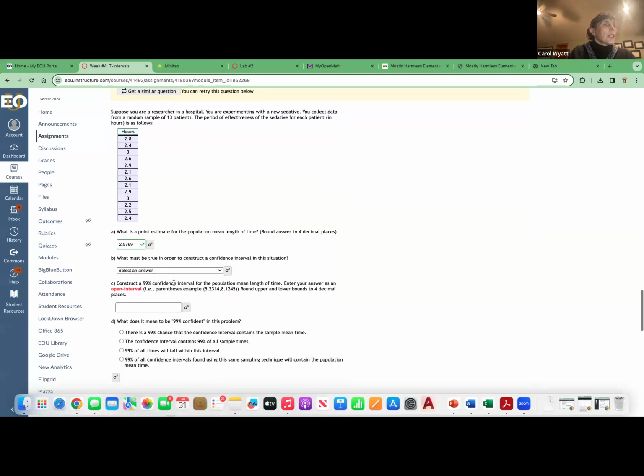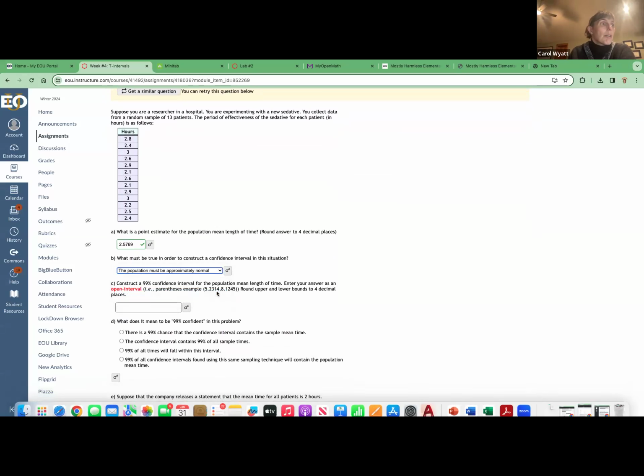What must be true in order to construct a confidence interval in this situation? It must be approximately normal. We have to assume that the population is approximately normal. Otherwise it's not going to work out very well, because our sample size is small, right? So we'll get that.